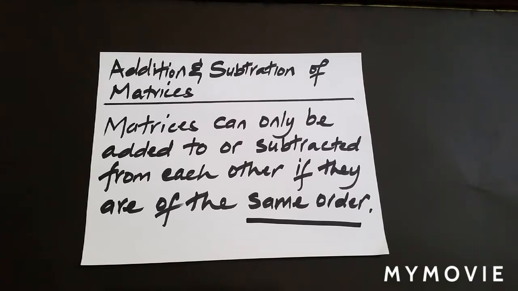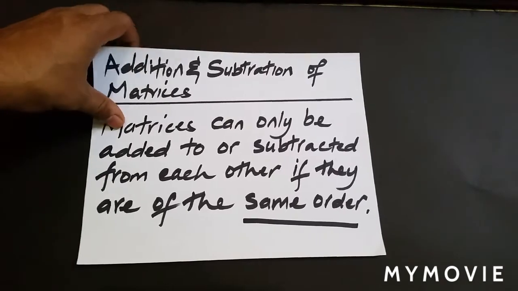So that means you can only add, for example, a 2 by 3 matrix to another 2 by 3 matrix, or you can add a 2 by 1 matrix to another 2 by 1 matrix. So you cannot add a 3 by 1 matrix to a 2 by 3 matrix because they're not of the same order. So that is very important. So addition and subtraction of matrices can only occur if the matrices are of the same order. So I hope that is very clear to everybody. Okay, so let's look at a very simple example of addition of matrices.